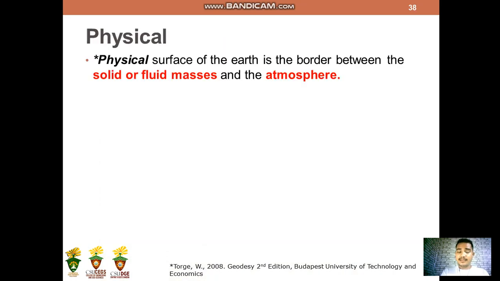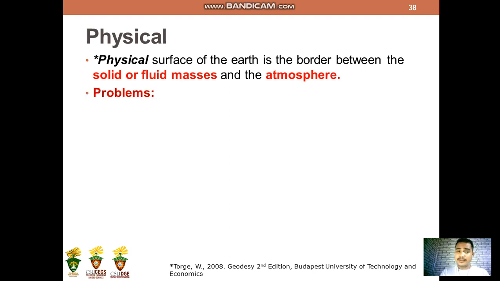For physical, let's define what is the physical surface. The physical surface of the Earth is the border between the solid or fluid masses and the atmosphere. So, let's imagine that we are looking into the Earth from the side. So, we are going to trace the line of the solid part. Then, if we are going to go to the oceans, so i-trace ang line sa oceans. And pag makonect na ito na siya tanan, that's the physical surface of the Earth.